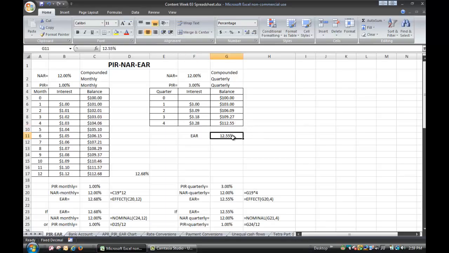And finally, at the end of quarter 4, we have $112.55. That is a 12.55% increase over the original balance. So the EAR for a 12% nominal rate compounded quarterly, and that's important, the compounding frequency, is 12.55%. So what we want to do is be able to go from NARs to PIRs to EARs among these in various ways. So let's look at how you would do that.